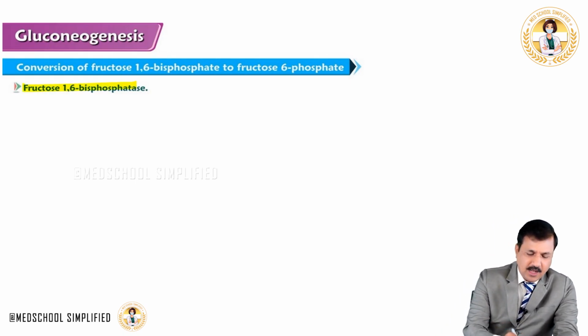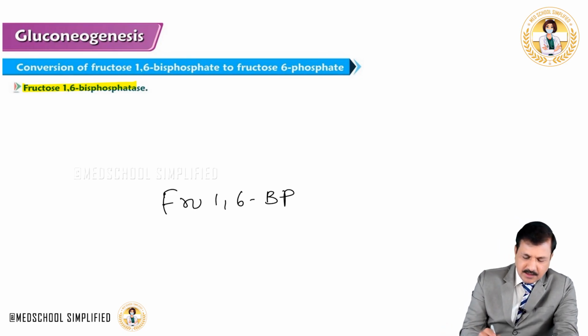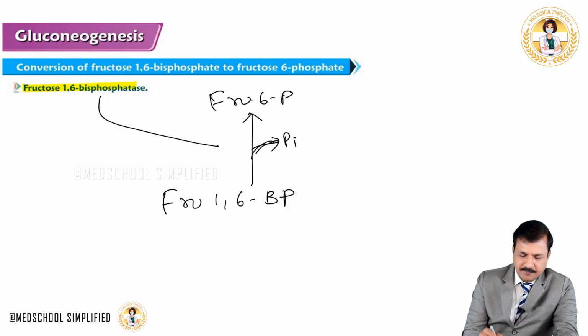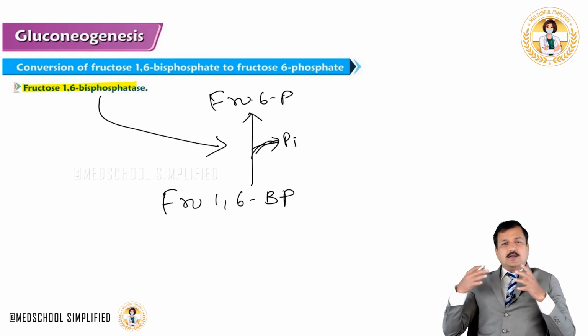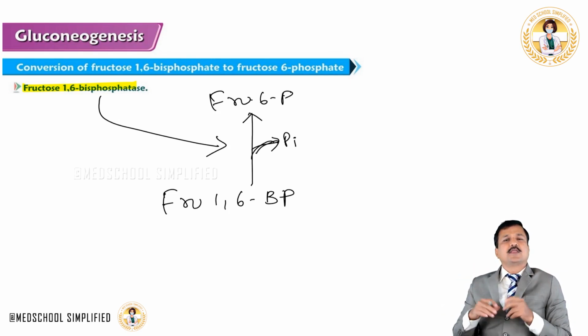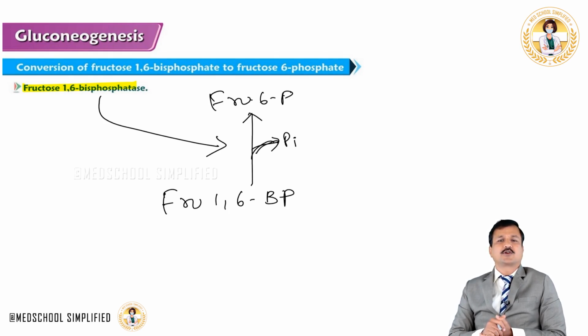Let me write down how that is made possible. So here is the fructose 1,6-BP, that is fructose 1,6-bisphosphate. It is taken into fructose 6-phosphate. So after dephosphorylation of the first carbon, inorganic phosphate is removed here, and that is done by fructose 1,6-bisphosphatase enzyme. It is a simple dephosphorylation process, the phosphate attached to the first carbon. So this is how we reverse fructose 1,6-bisphosphate back into fructose 6-phosphate.